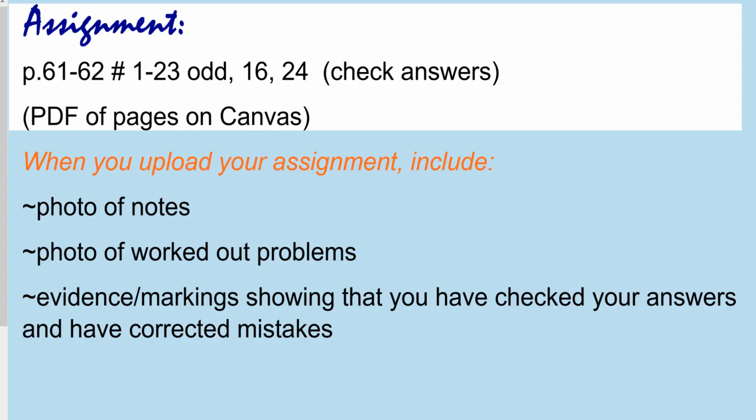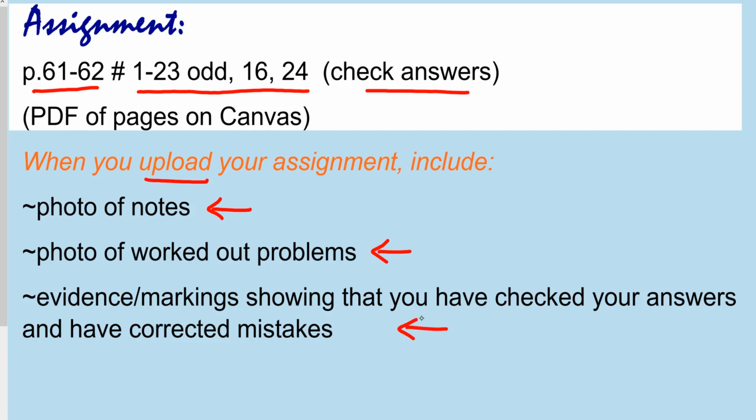So, I'm going to give you your assignment now. The assignment comes from our book, but you don't have your book yet, so I uploaded some pages onto Canvas that will just be the pages from the book. These problems are just a variety of problems from the first half of the chapter. I want you to check your answers. I've provided the answers. And remember, when you upload your assignment, I should see your notes, your worked out problems, and evidence or markings showing that you have checked your answers and corrected your mistakes.